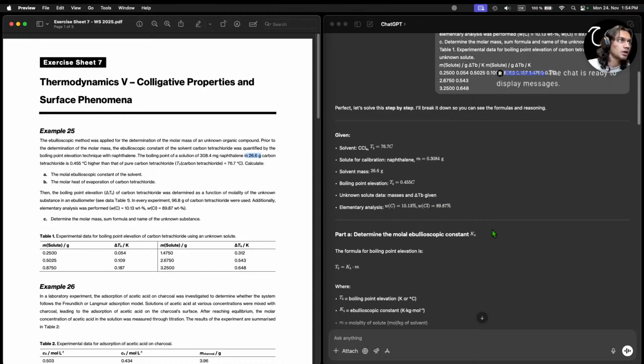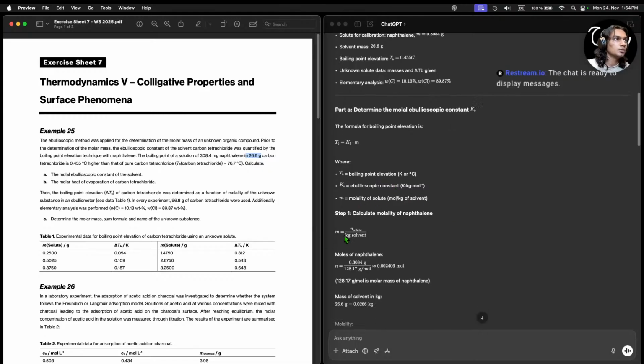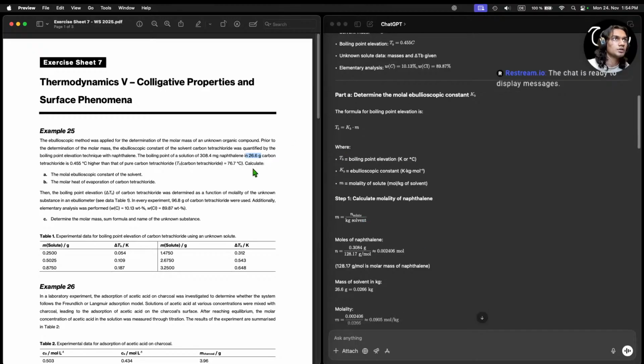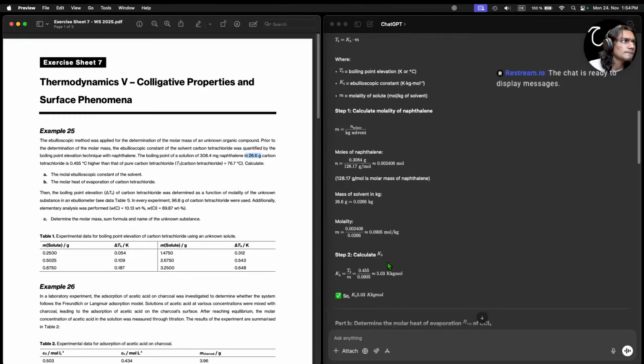Elementary analysis. Okay. Part A, determine the molar ebullioscopic constant. The formula for boiling point elevation is boiling point elevation equals ebullioscopic constant times molality. So we first calculate the molality. First we find the number of moles of naphthalene, and you just convert the solvent mass to kilograms. That's it. Find molality, and you find the ebullioscopic constant.